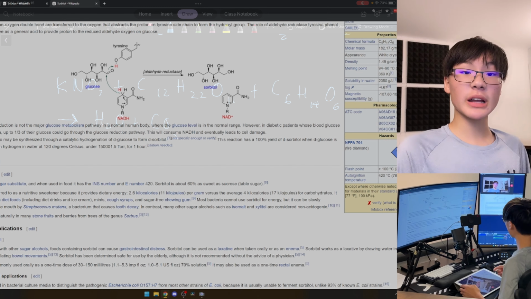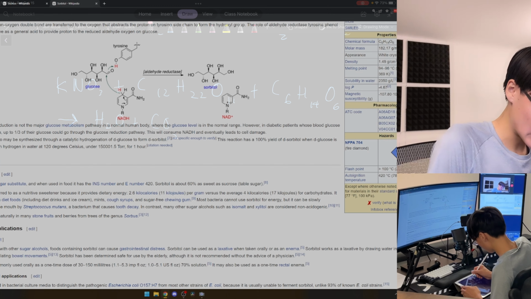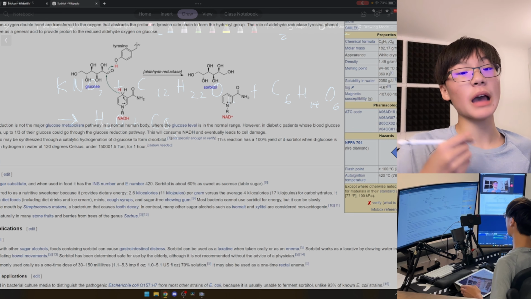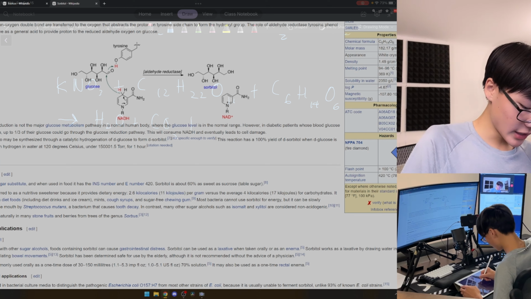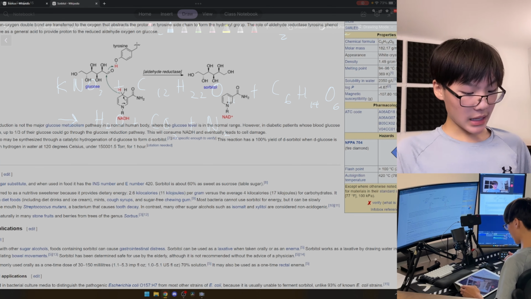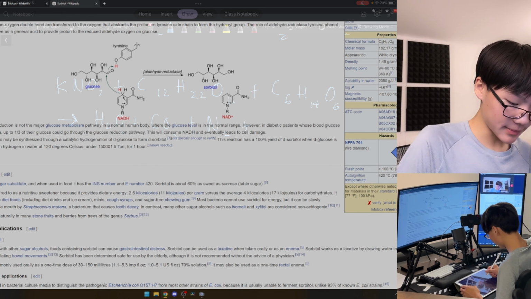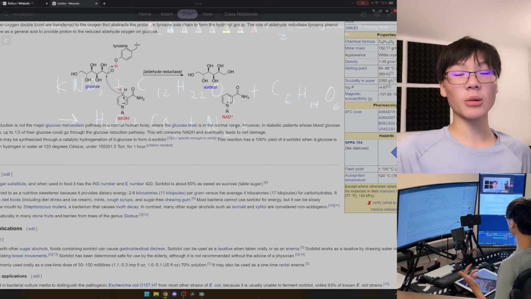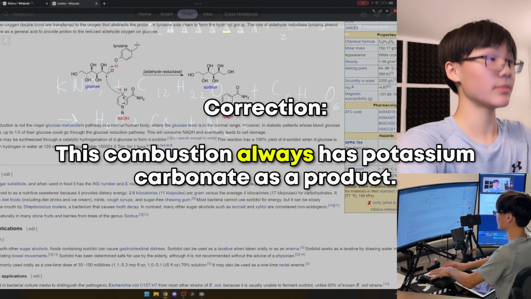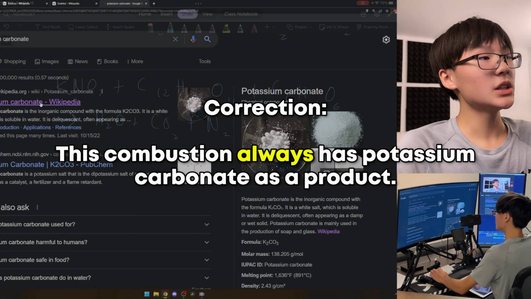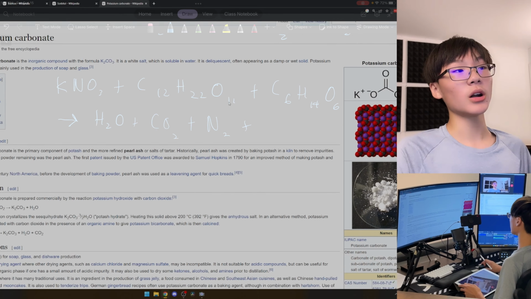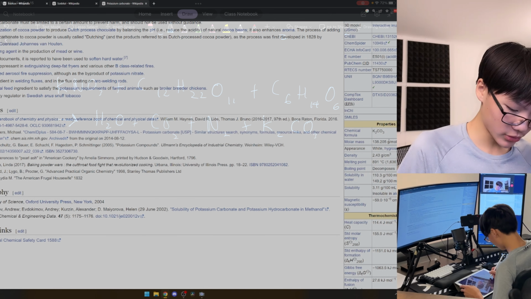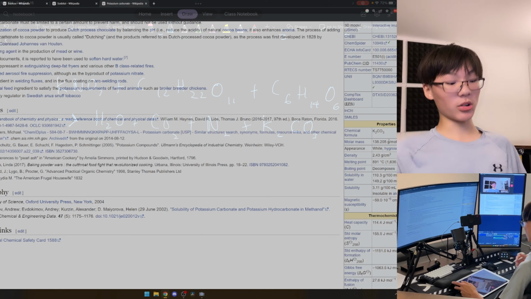But you notice how we have nitrogen as one of our reactants right here. So we have nitrogen in our reactants, which must mean that we have nitrogen in our products. So we're going to have a molecule of nitrogen, and also we're going to have potassium carbonate. I looked into this reaction a little bit more, and it turns out that potassium carbonate is usually a product from this chemical reaction. This is a salt, and it is soluble in water, and it has the formula K2CO3. And now we want to balance this chemical reaction.